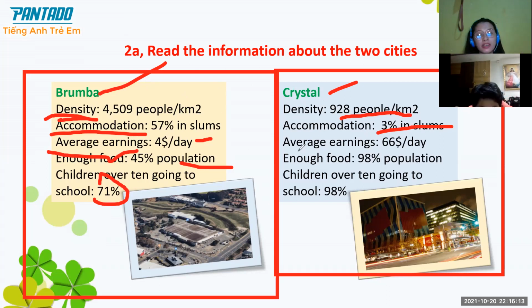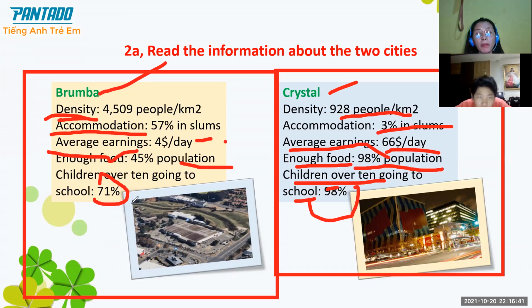The average earnings of the people there is $66 per day. They earn a lot of money per day compared to Bromba. And enough food also, they have 98% of the population. They can eat enough food. And children over 10 going to school is 98%, a bigger percent compared to Bromba. Those are the comparisons.